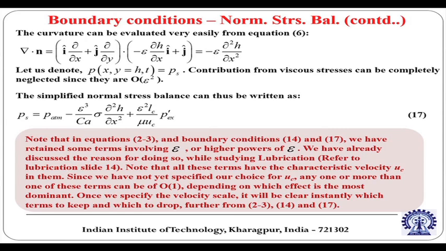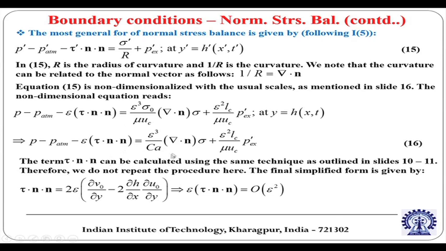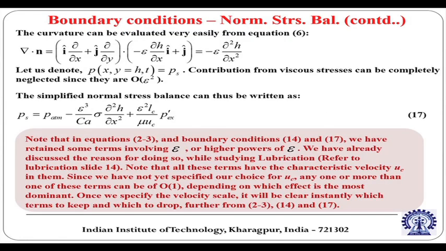Not only that, there is a del dot n. Why do we require the del dot n? We require it because you have this epsilon cube by capillary number del dot n. So del dot n, where del is i del del x plus j del del y, dot n, is minus epsilon del h del x i plus j. So this becomes minus epsilon del square h del x square. Then this becomes P_s minus P atmosphere is equal to this. So this is the expression, basically the previous expression where that del dot n is substituted.